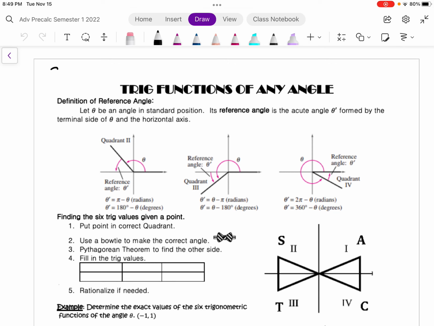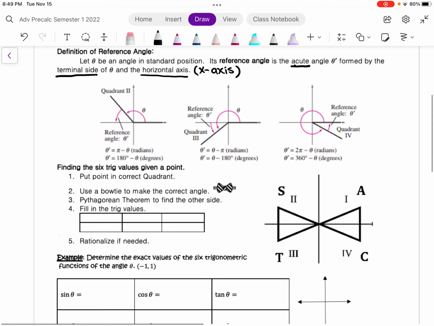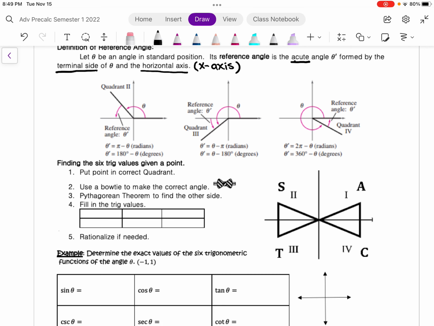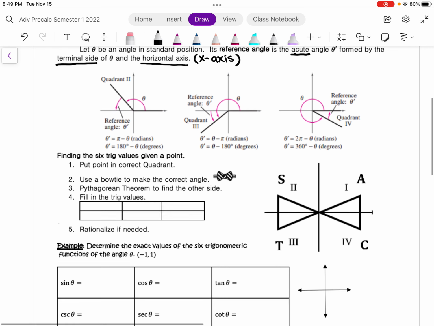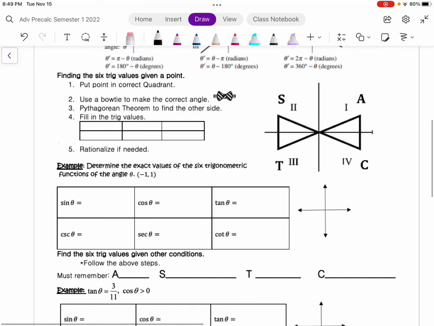All right, last section is 3.4. Looks something like this. We actually get to somewhat skip over the top part because we have talked about reference angles in 3.1. Just recall that it is an acute angle formed by the terminal side and the horizontal axis, also known as the x-axis. Okay. There are your little tricks on how to find that reference angle if needed. But I'm not going to spend a lot of time on that.